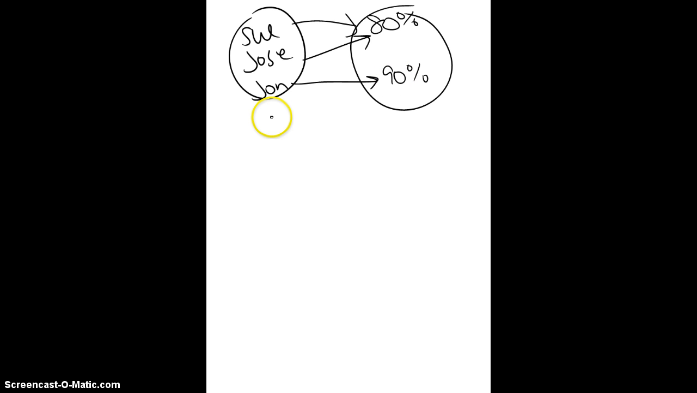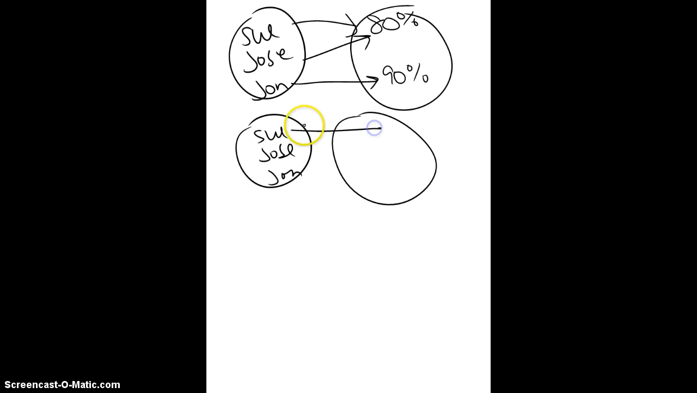What would not be a function is if I have Sue and Jose and John, and then when I look in the grade book, Sue has two scores, an 80% and 100% for the exact same quiz. That would be a problem. All right, so that would not be a function.